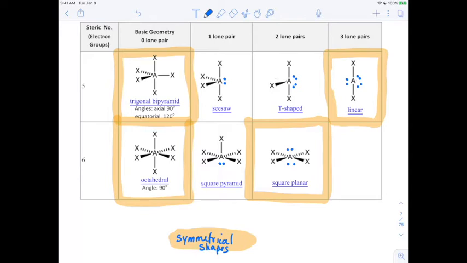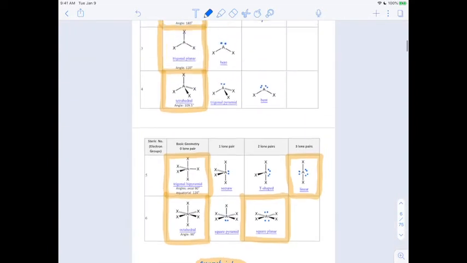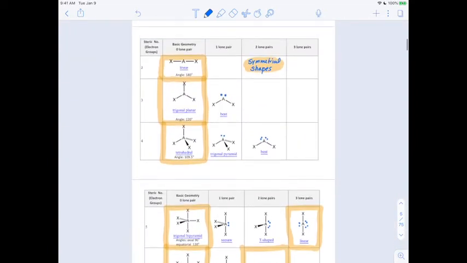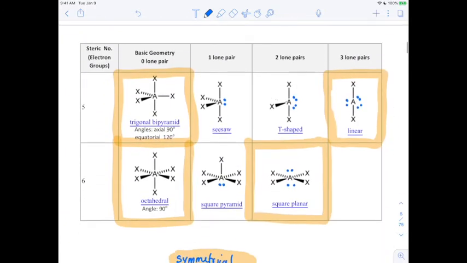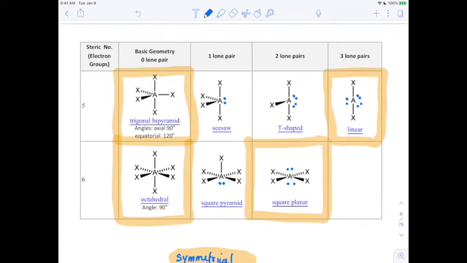So with respect to the polarity of our molecule, we need a symmetrical shape. So it is either going to be linear, trigonal planar, tetrahedral, trigonal bipyramidal, octahedral, square planar, or linear. Those are the only ones that are going to be symmetrical, and it's my recommendation that you just memorize those so you will know right off the bat if you're looking at a symmetrical shape.